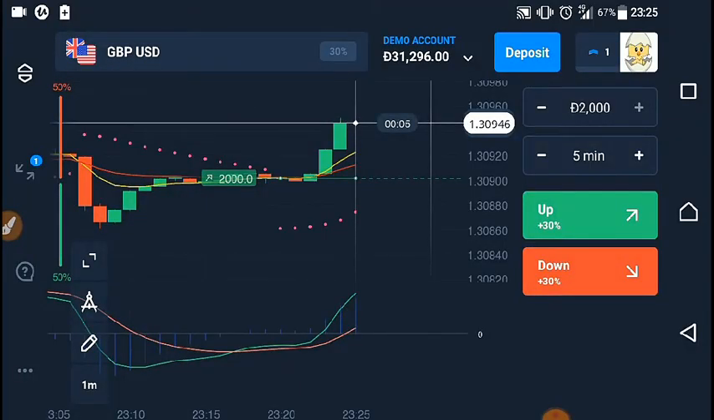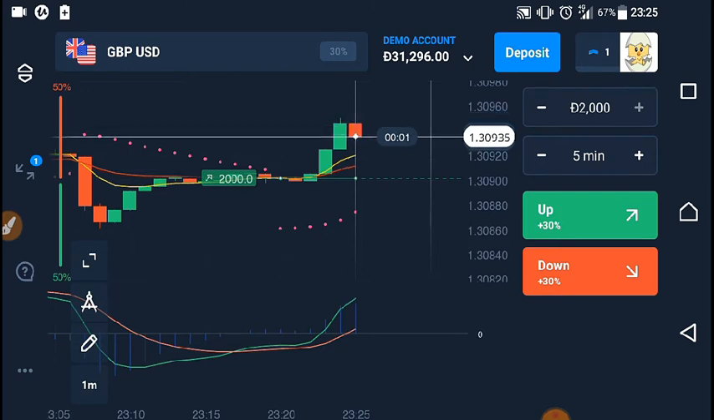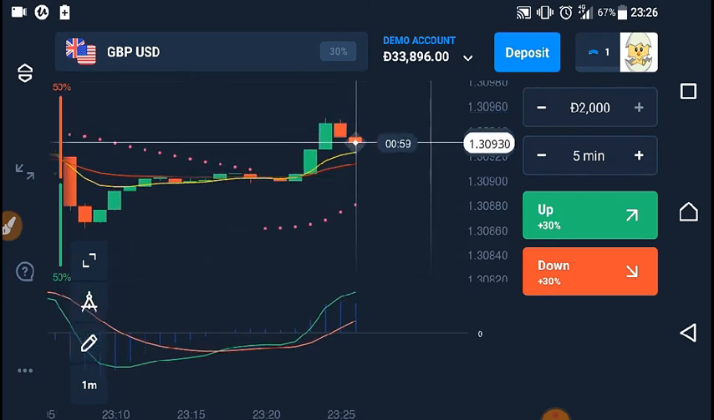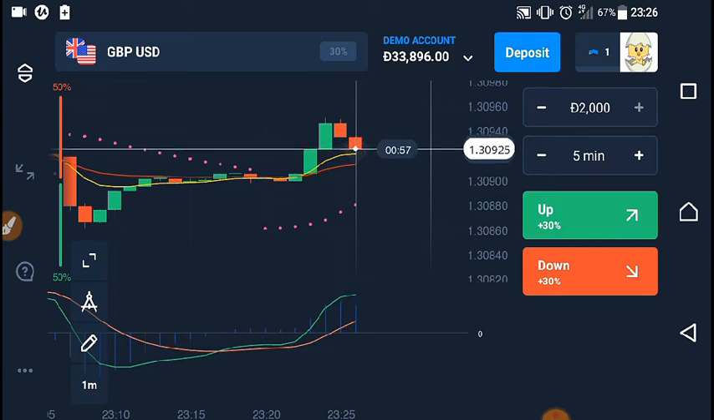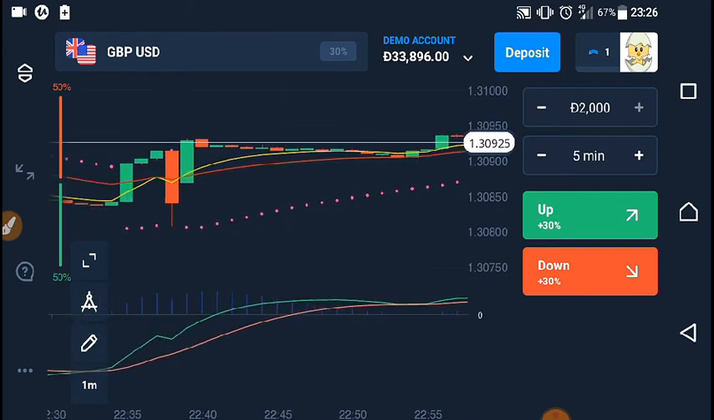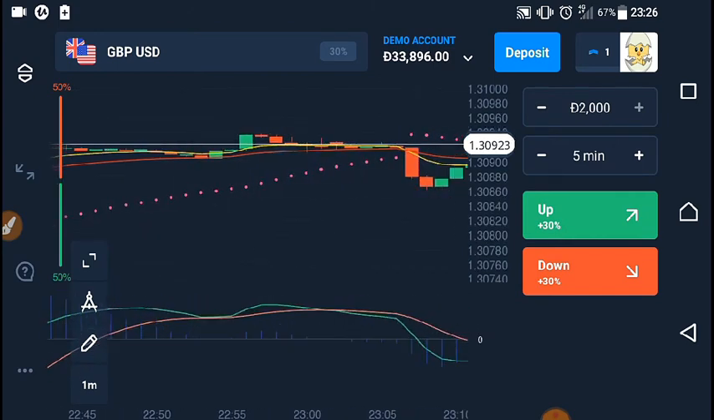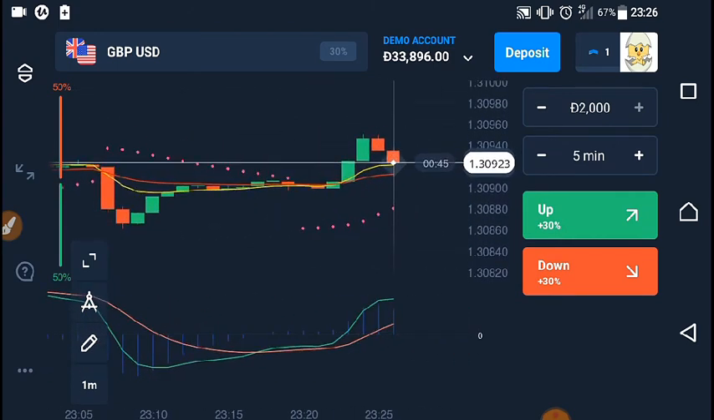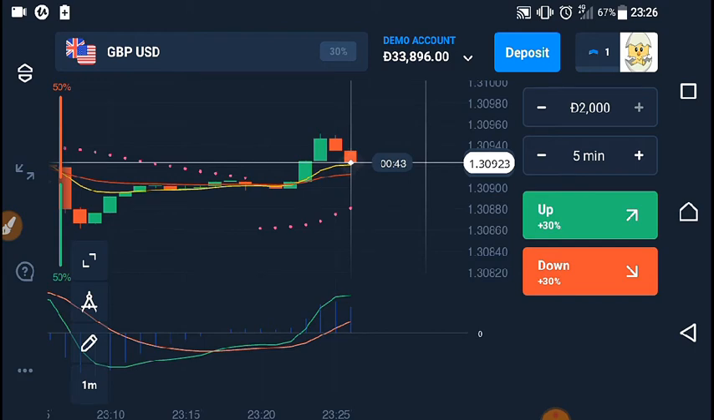A few moments later. As you guys can see, the trade was a solid win. So MACD crossing, parabolic SAR, that's all you need. You can just use the EMA as confirmation.